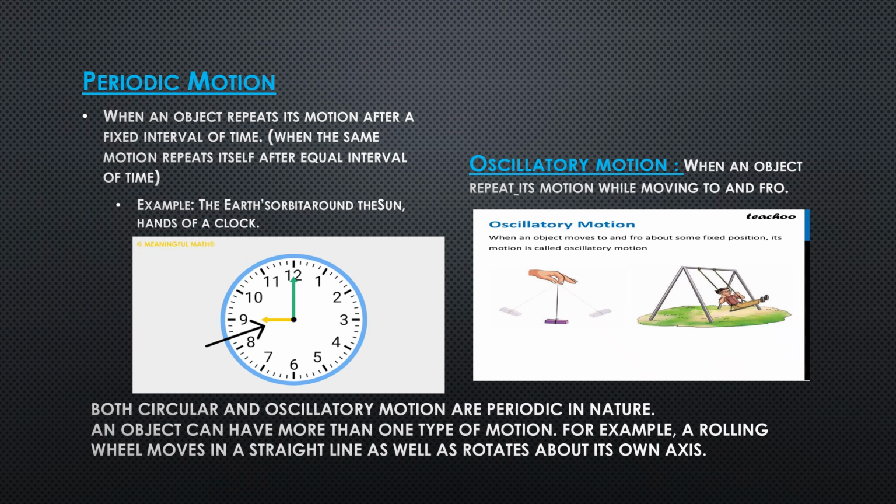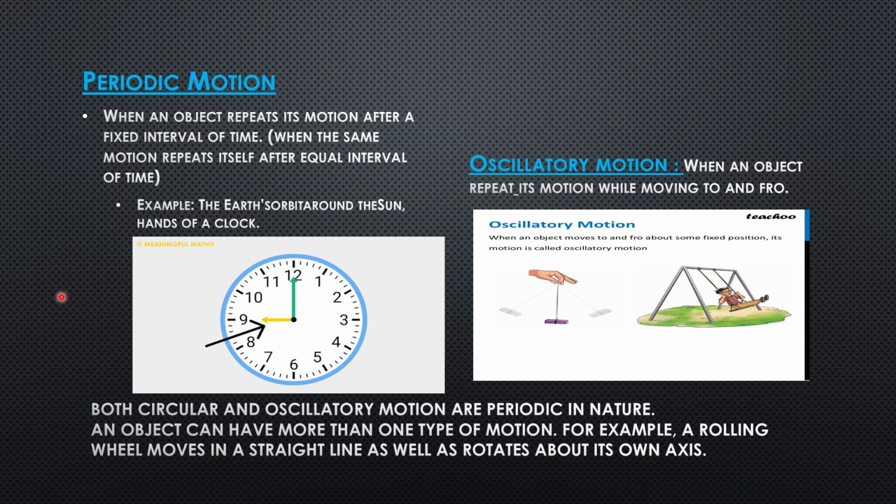Periodic motion. When an object repeats itself after a fixed interval of time. When the same motion is repeating itself after an equal or fixed interval of time. For example, the Earth rotating around the sun or the hands of a clock. These are the hands of a clock and after a certain fixed interval of time they keep on repeating the same motion, right?